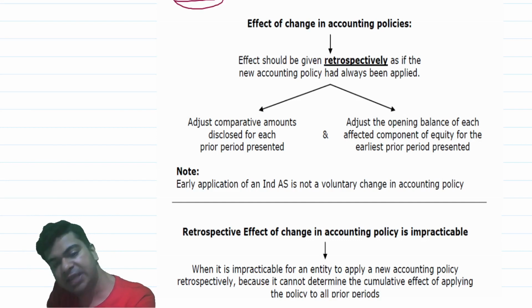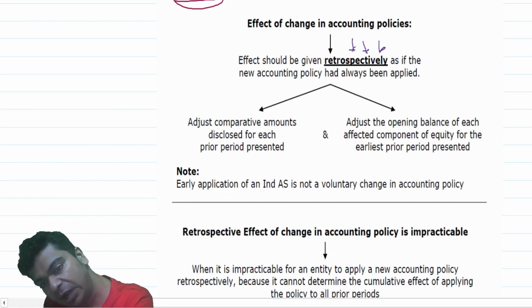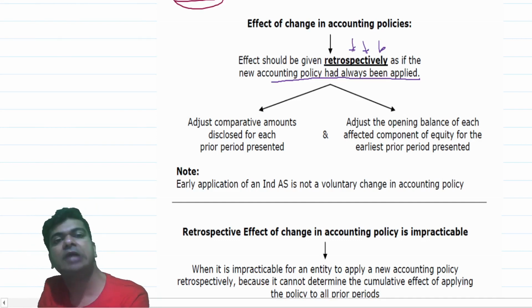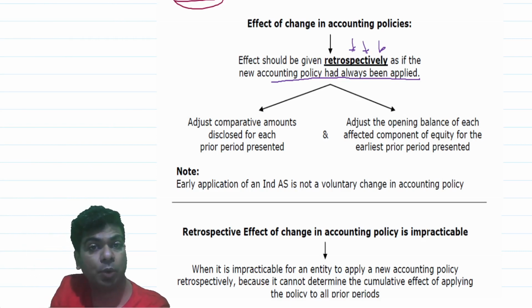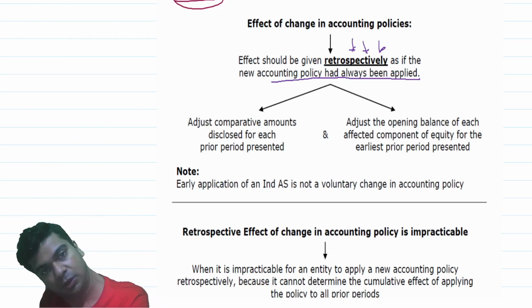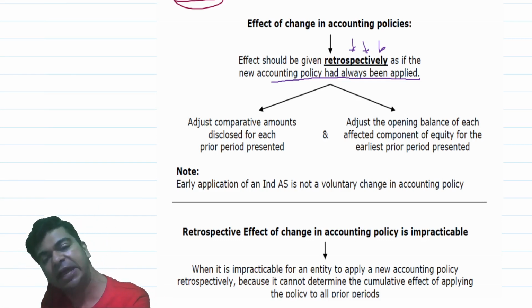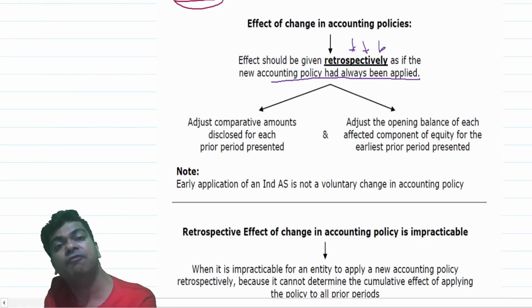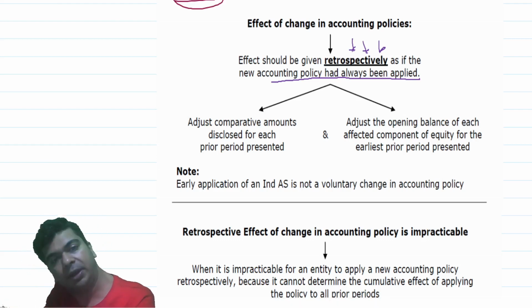Getting it? They are saying effect should be given retrospectively as if the new accounting policy had always been applied. As we were taking that earlier example, you are changing your accounting policy for inventory valuation. All these years you have been following FIFO method, but now you have finally decided that you will follow the weighted average method. Right from the very beginning, if you had followed the weighted average method, then what would have been the value of your inventory?